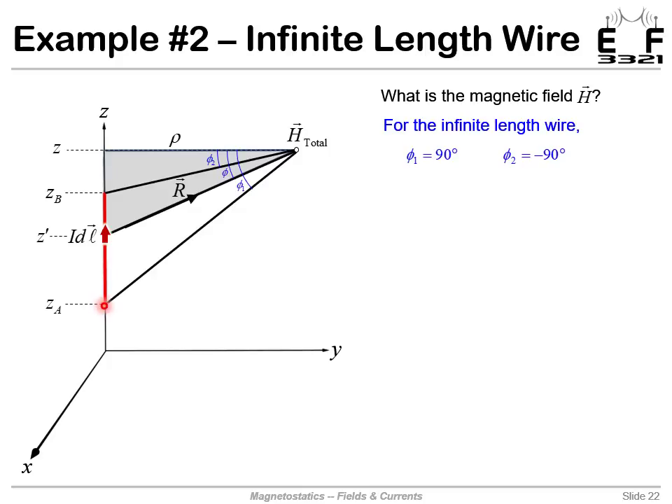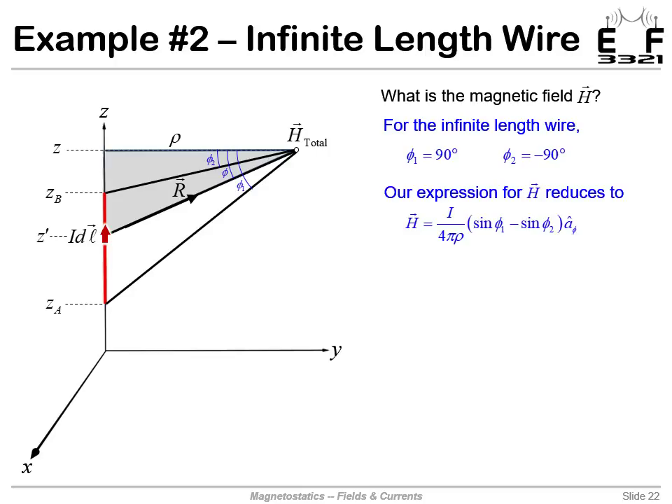Well, if our wire is infinitely long, this position ZA actually goes way down to negative infinity. That means this angle will keep increasing until this line is completely vertical. So phi1 is actually 90 degrees for an infinitely long wire. Now ZB for an infinitely long wire goes way up to positive infinity. That means this line will rotate all the way up and be completely vertical. Now phi2, downward is its positive direction, so when we talk about phi2 in the other direction, it's actually negative 90 degrees for an infinitely long wire.